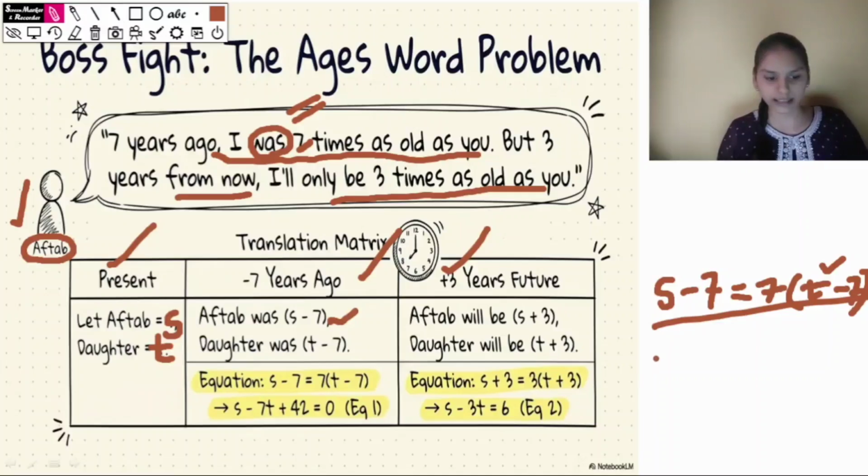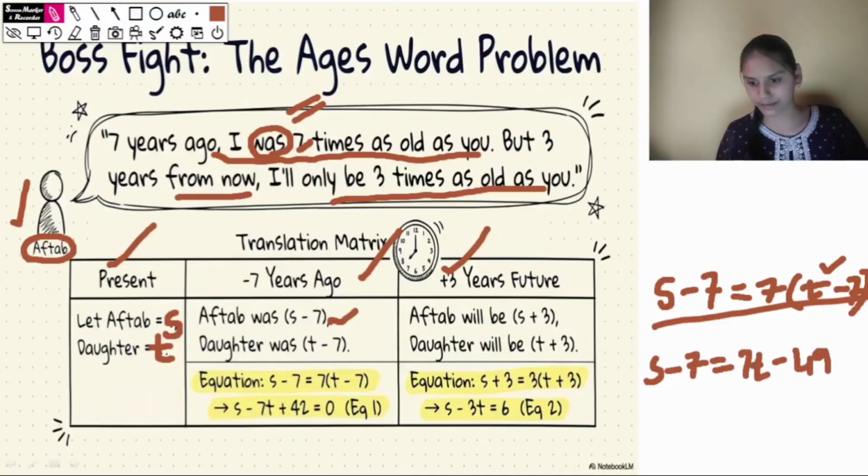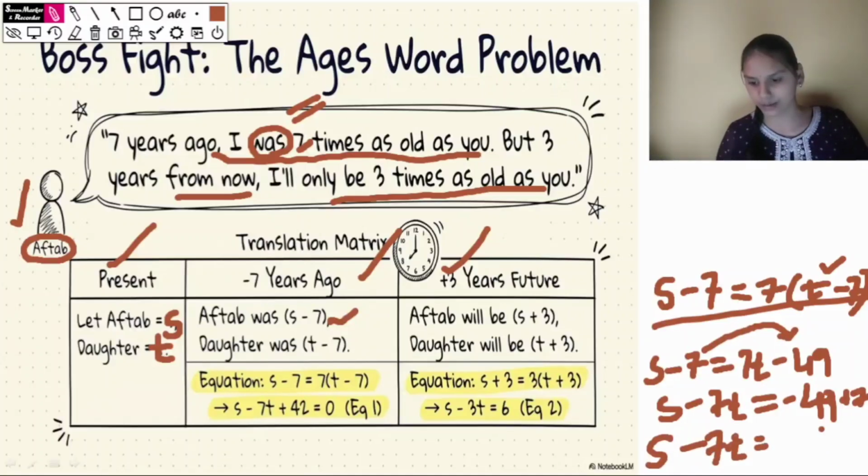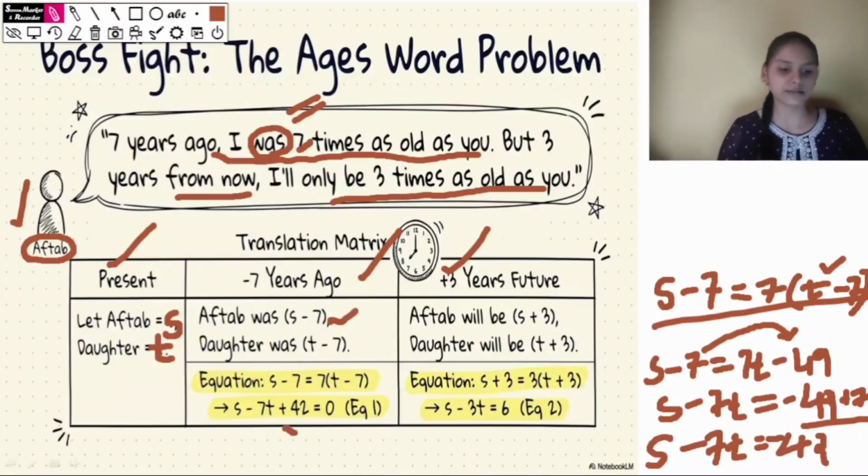Okay, so s minus 7. S minus 7 is equal to 7 times 7, which is 49, right? Now s minus 7t, make variables on one side and constants on another side. Minus 49 plus 7, right? Here it was minus 7. When it shifts here, it will become plus. When you solve it, s minus 7t is equal to minus 49 plus 7, which will give you minus 42. See, this is the first equation.